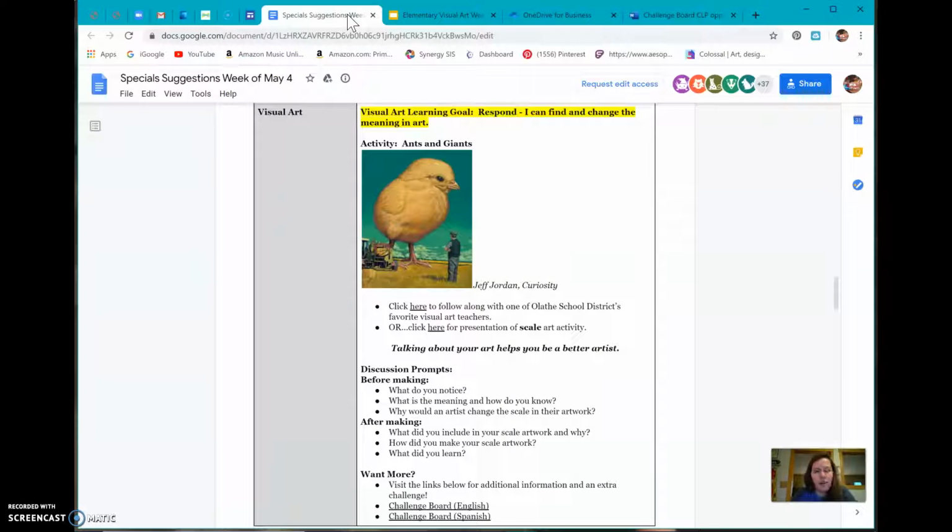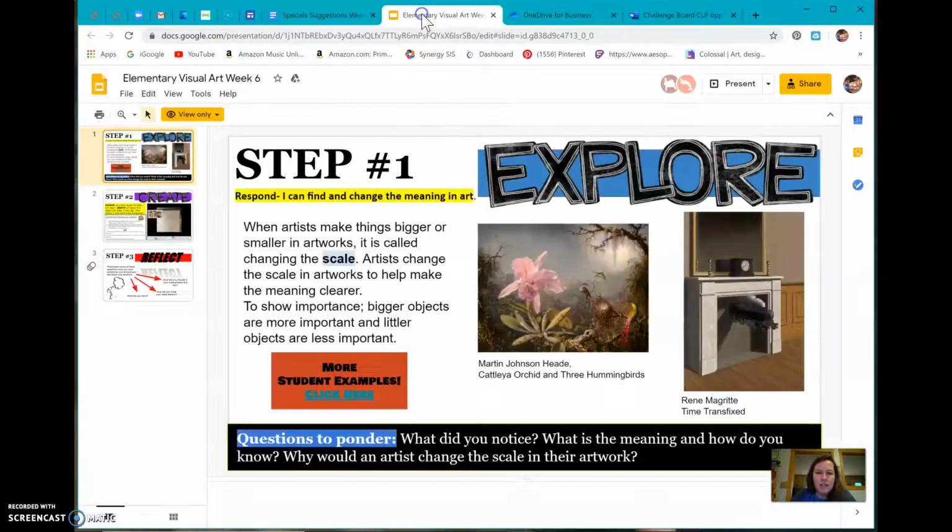Here's visual art, and you'll notice this funny picture of an adorable gigantic chickie next to this man, because this week's assignment is all about this word right here, scale. Now, if you don't know very much about scale, you can click on the link right here, and that's going to show you a presentation which looks like this.